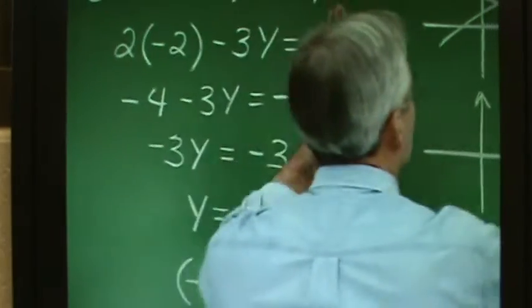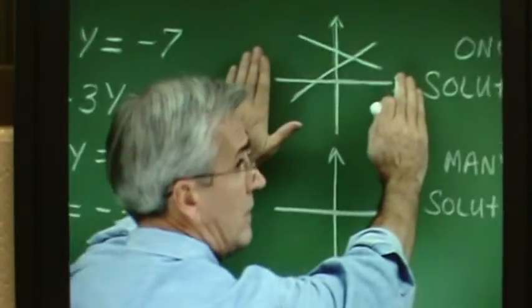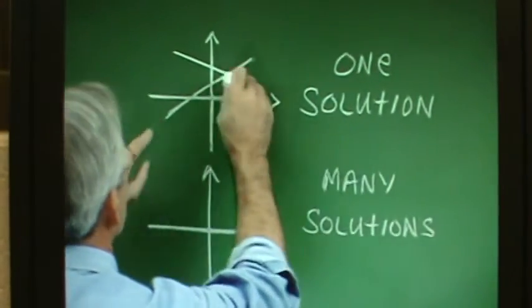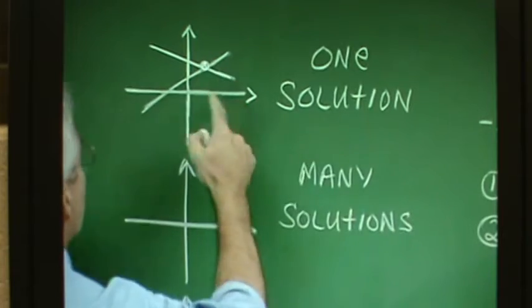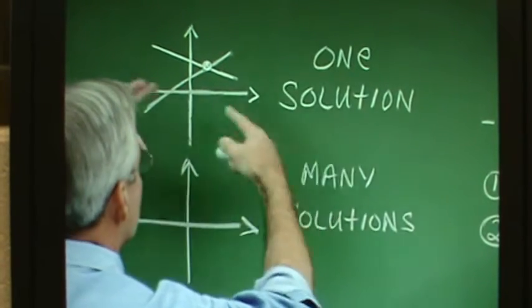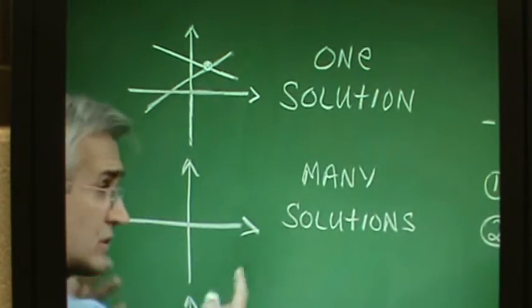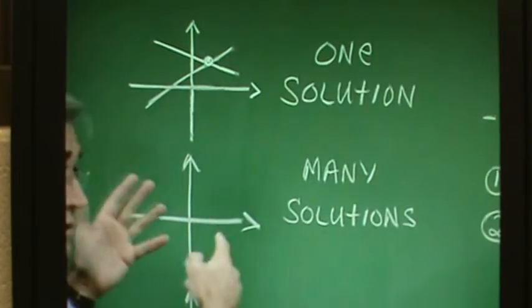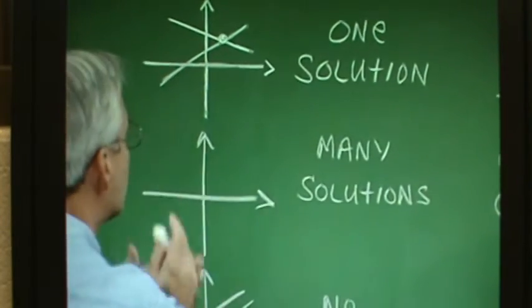Now, the situation that we've seen in the past many times is that the graphs cross and the solution is here at the intersection point, so we have one solution to this system of equations. Now, this system is called a consistent system because a solution exists.